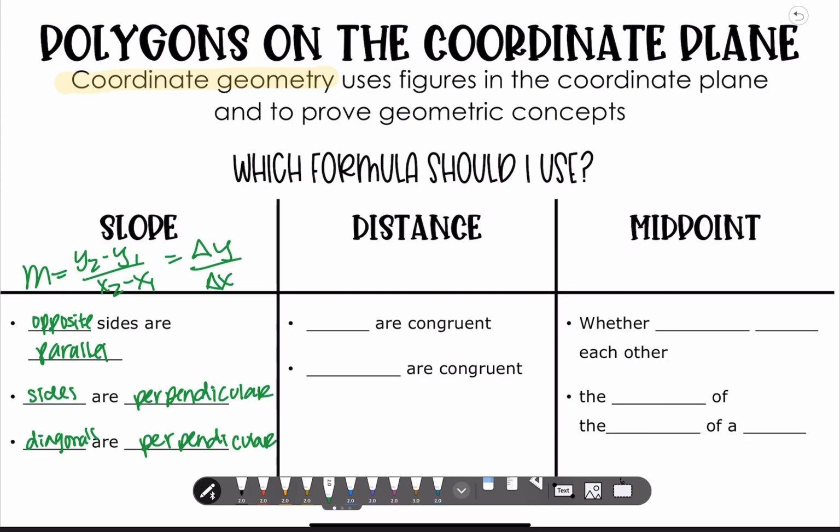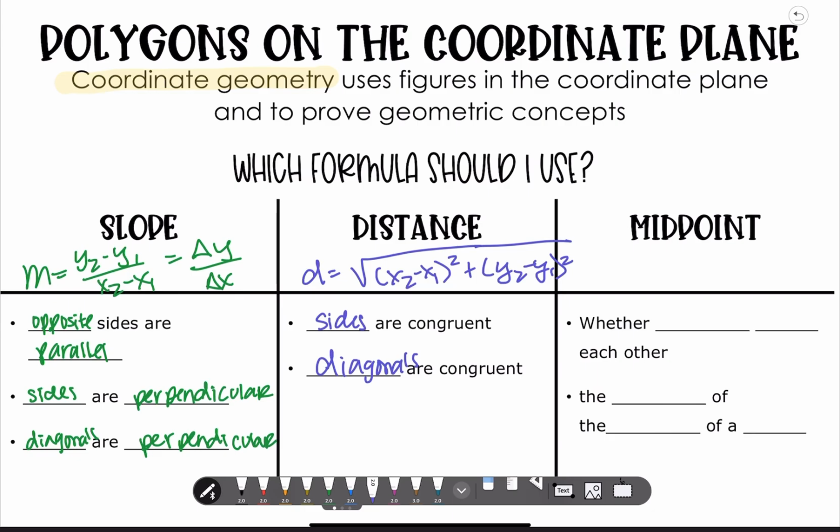Okay, next up, you've got the distance formula. Now the distance formula is the square root of x2 minus x1 squared plus y2 minus y1 squared. This can help us check if sides are congruent and if diagonals are congruent.